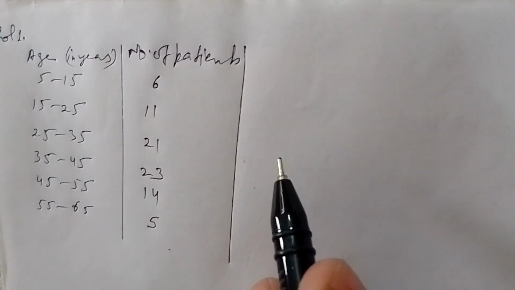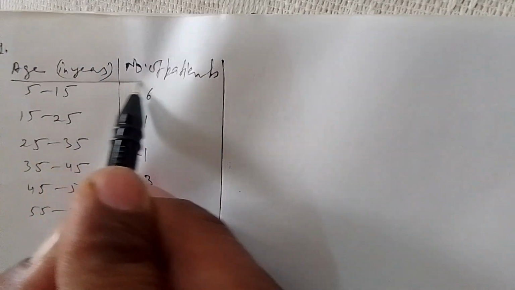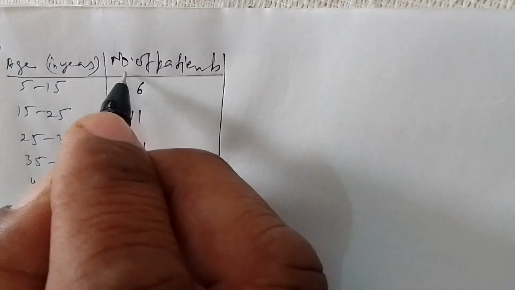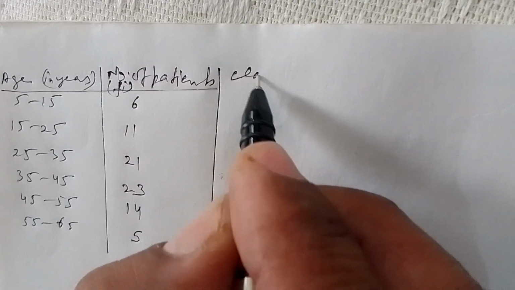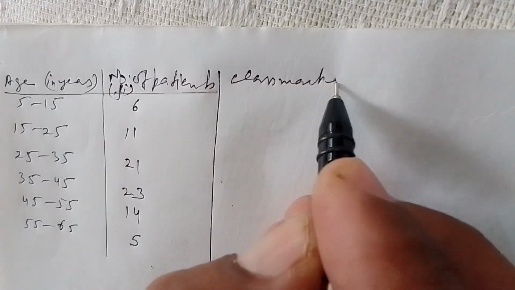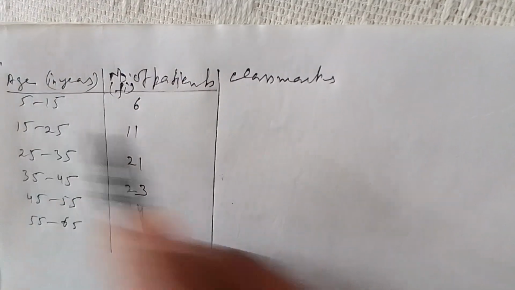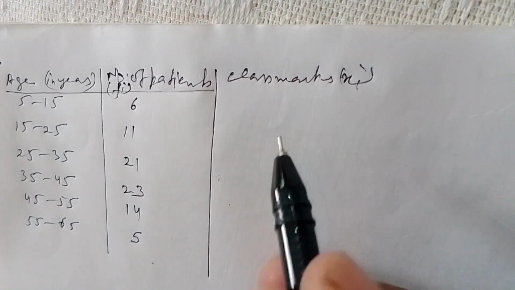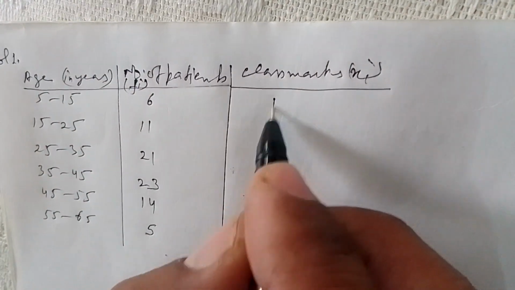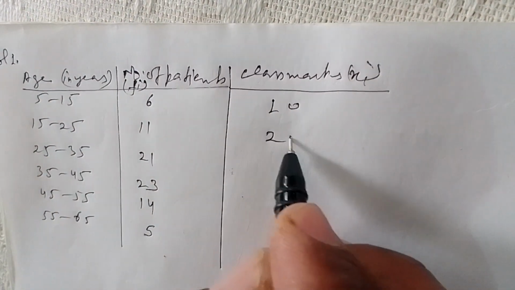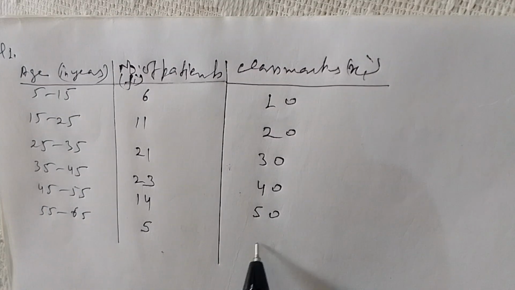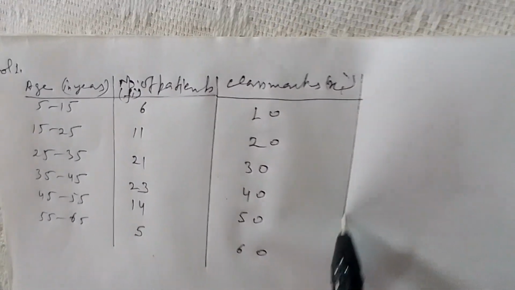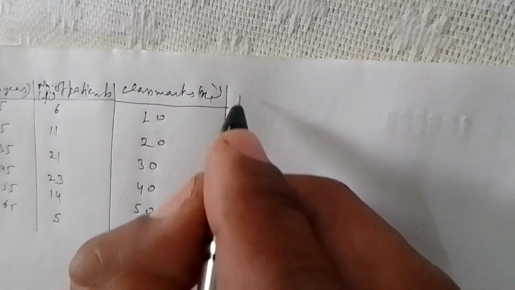We are creating this table because first we will calculate the mean. The number of patients is denoted by frequency Fi. Then we will make the table of class markers, that is the mid limit of age in years, denoted by Xi. So the mid of class 5 to 15 is 10, then 15 to 25 is 20, similarly 30, 40, 50 and 60. Now from this we will calculate the deviation.